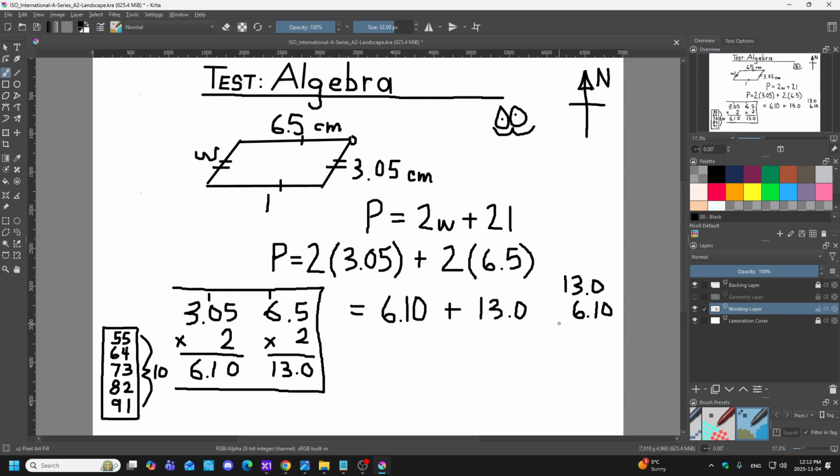To lessen the confusion, we can add an extra zero place filler. 0 plus 0 is 0. 1 plus 0 is 1. Bring down your decimal. 6 plus 3 is 9. And bring down the 1.